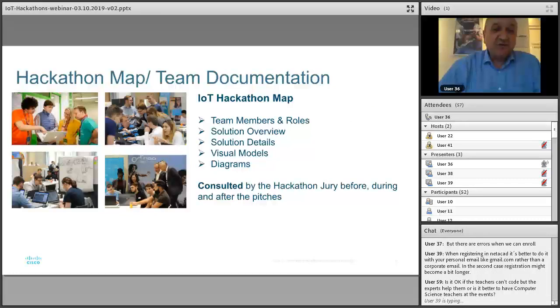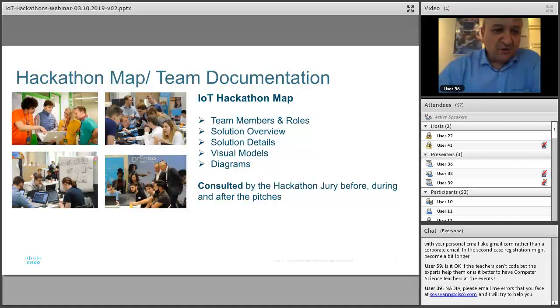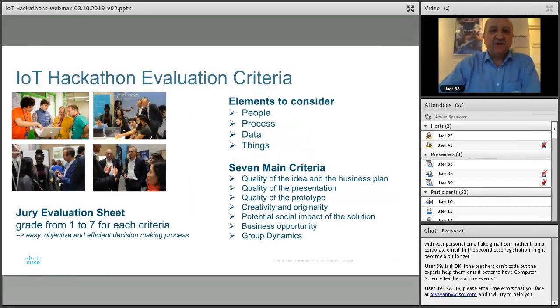The documentation of a hackathon has to be created by every team, and I must say that our juries often study the documentation very intensively, even before the pitching, maybe to ask better questions or to do something with the information they find in the documentation.